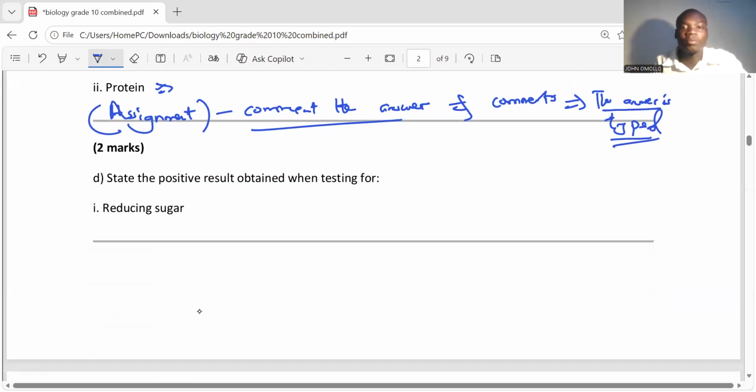State the positive result obtained when testing for reducing sugar. The positive result when testing for reducing sugar is a brick red color. Not just brick red color, but brick red precipitate.